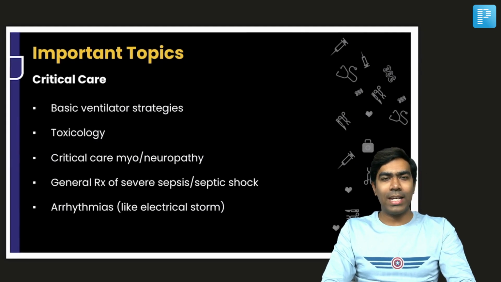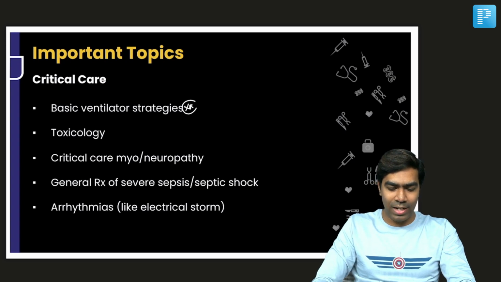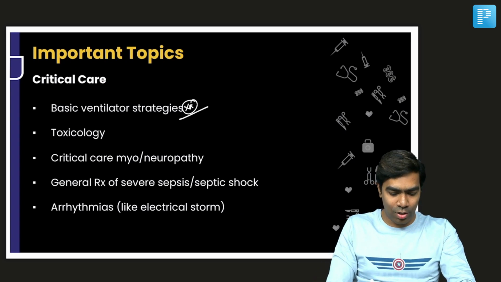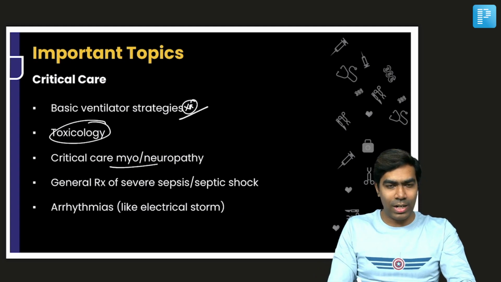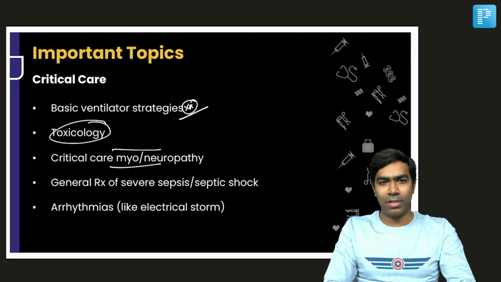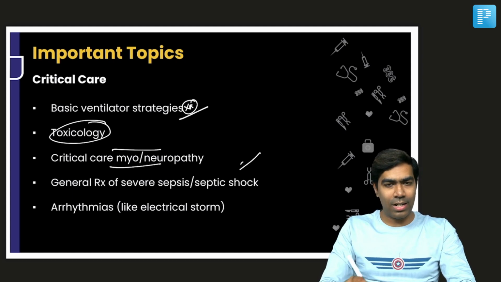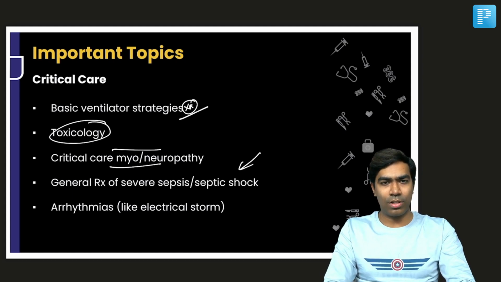And coming to critical care, the final topic, you need to be aware of the basic ventilator strategies at least. And toxicology part is very crucial. And there have been some questions in the recent past on critical care myoneuropathy as well. And of course, you need to know about the general treatment of severe sepsis and septic shock. It's not only about the septic shock, you need to know about how to classify different types of shock and of course, the deeper levels of treatment of every single type of shock are also extremely important.